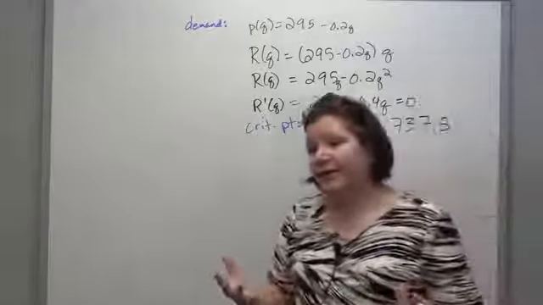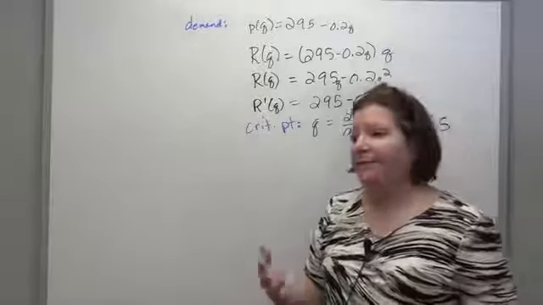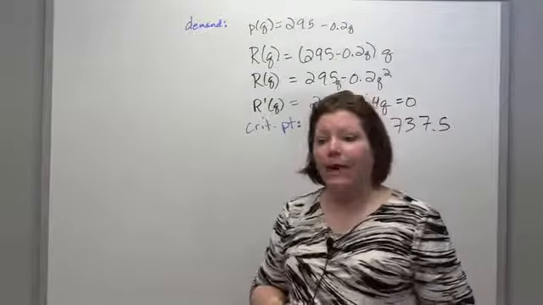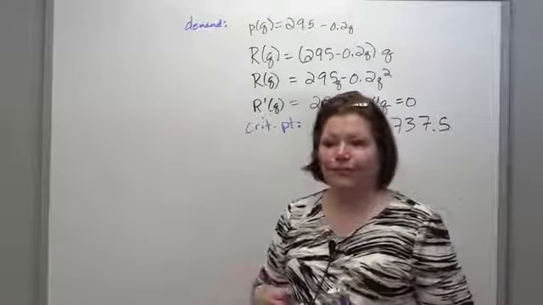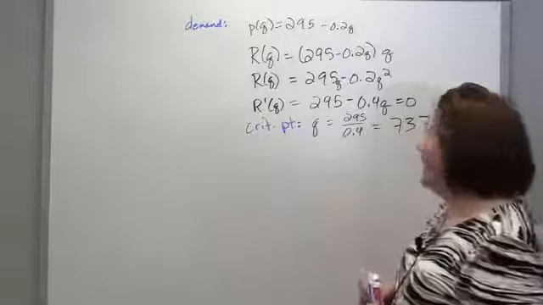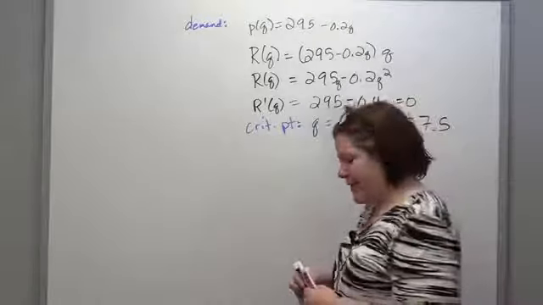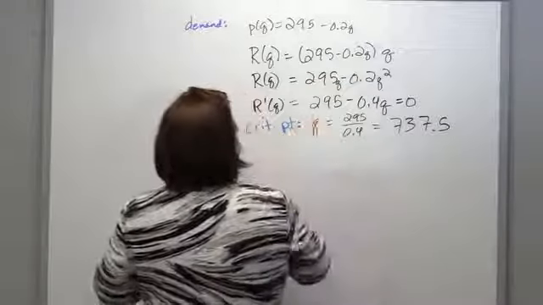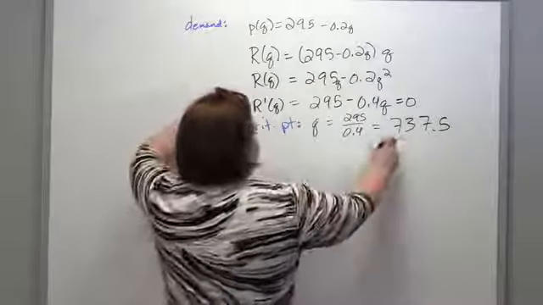Now, depending on what type of product you're making, the half might not make sense. If we're dealing with, for instance, liquids, it might be okay to make half of a liter of liquid, but half of a t-shirt, not so much. So we want to find the quantity that maximizes revenue. We should also think about, is this going to give us a maximum?